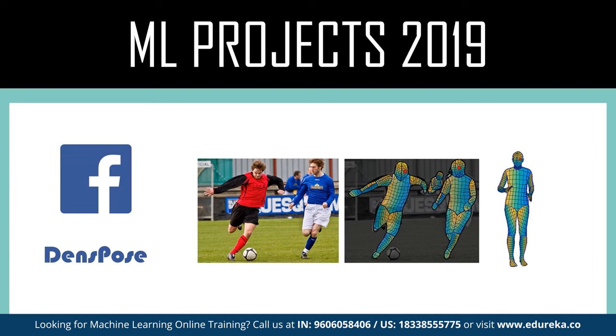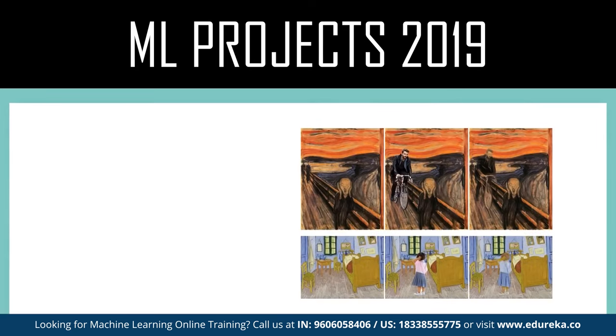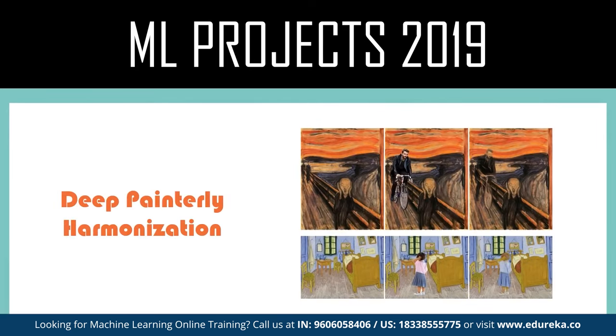Now, the moment I talked about DensePose, that's the next one I'm going to talk about. So DensePose is dense human pose estimation in the wild. Now, the code to train and evaluate your own DensePose using the RCNN model is included here. And I've given the link to the open source code in the description below. And there are notebooks available as well to visualize the DensePose COCO dataset. Now, next in our list, we have deep painterly harmonization. Now, I want you to take a moment to just admire the above images. Can you tell which ones were done by a human and which one by a machine?